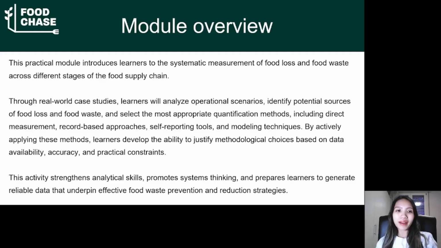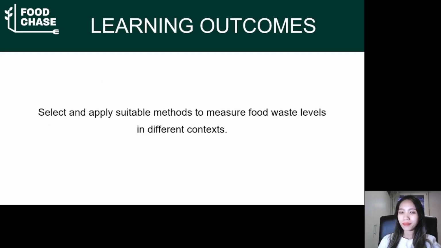By actively applying this method, you will develop the ability to justify methodological choice based on data availability, accuracy, and practical constraints. This activity can help you strengthen analytical skills, promote system thinking, and prepare you to generate reliable data that underpin effective food waste prevention and reduction strategy. By the end of this activity, you will be able to select and apply suitable methods to measure food waste level in different contexts.